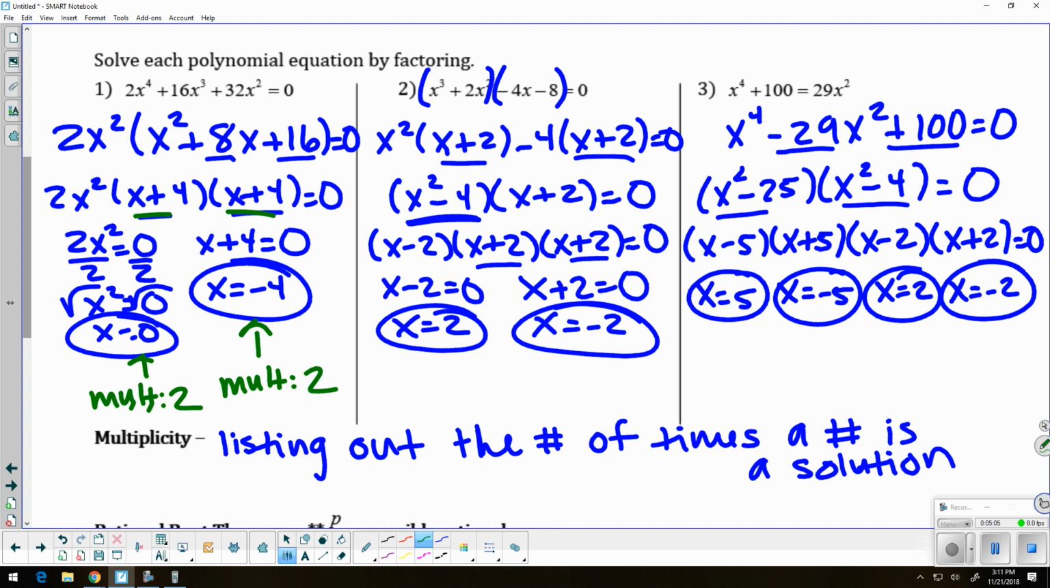Okay, same thing for the next one, number 2, that we did. Since we had the same binomial twice of x plus 2, we technically have a multiplicity of 2 for the answer of negative 2, but we have a multiplicity of only 1 for positive 2. And then over here, obviously we just have each answer 1 time, so each multiplicity would just be 1. Okay, but if you get the answer more than 1 time, your multiplicity would depend on how many times you have that answer. Okay?